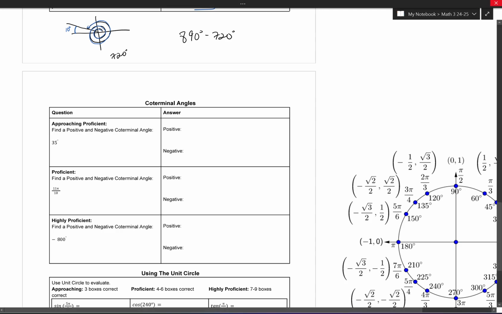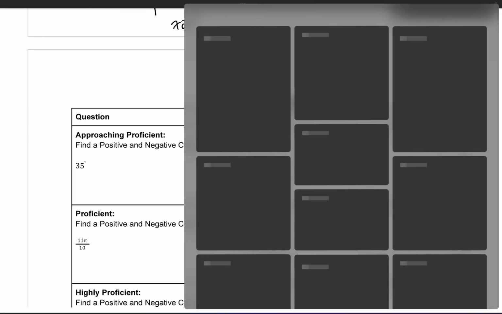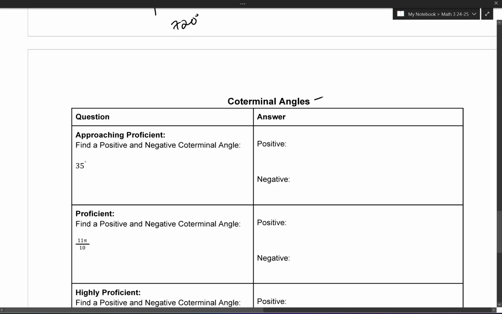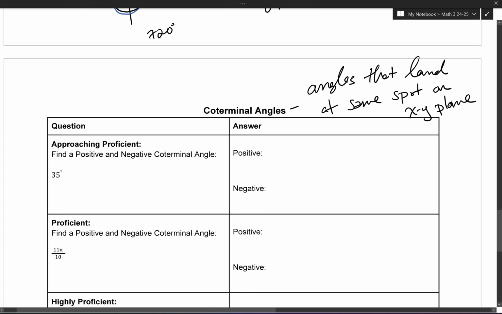Welcome back. Coterminal angles. What are coterminal angles to begin with? Coterminal angles are angles that land at the same spot on the xy plane.